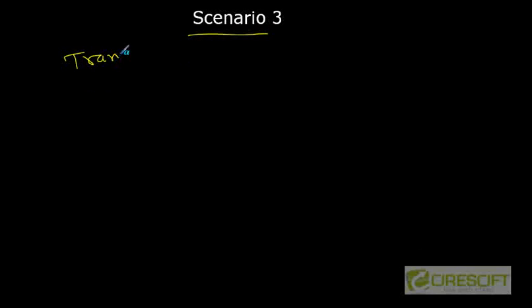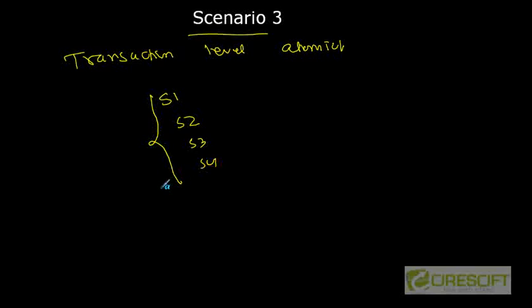Then comes transaction level atomicity, which is scenario 3. Here we say that SQL statement 1, SQL 2, 3, 4, all together create a transaction, and if you commit, everything will be committed, or if you roll back, all of those things will be rolled back. This is what atomicity is all about, and Oracle implements all three sorts of atomicity, from statement to procedural to transaction level.